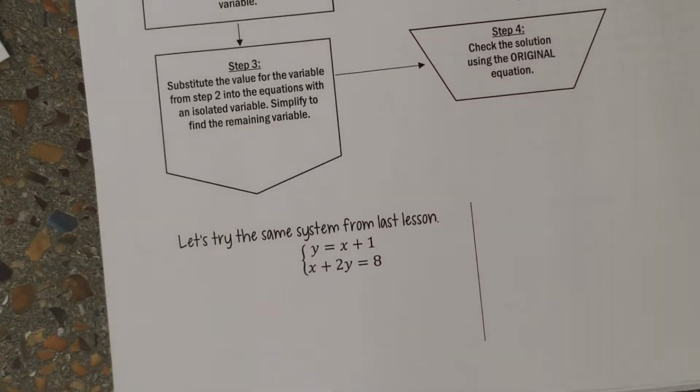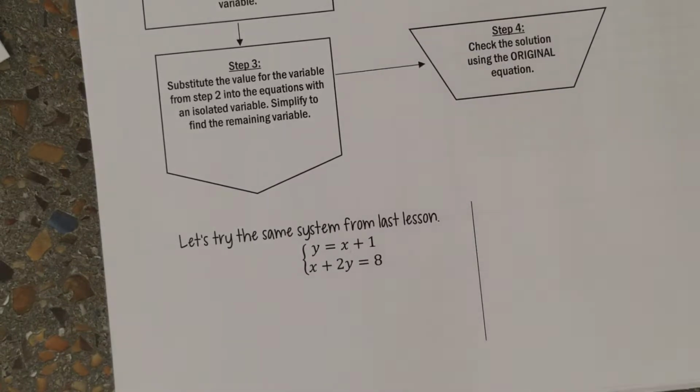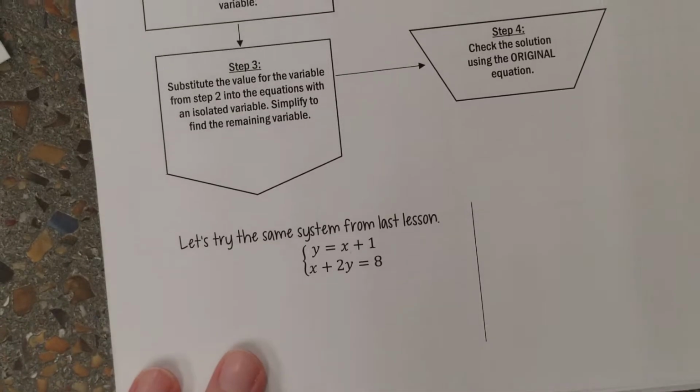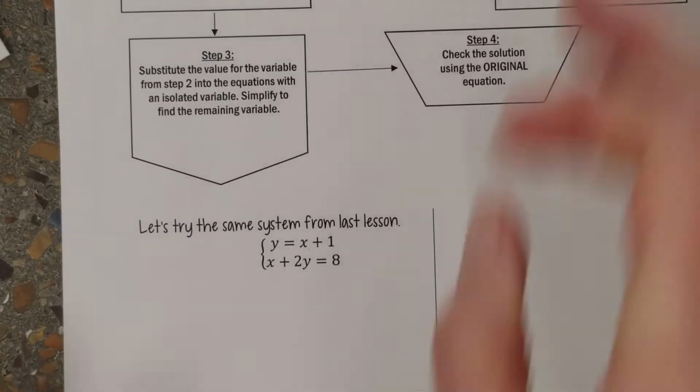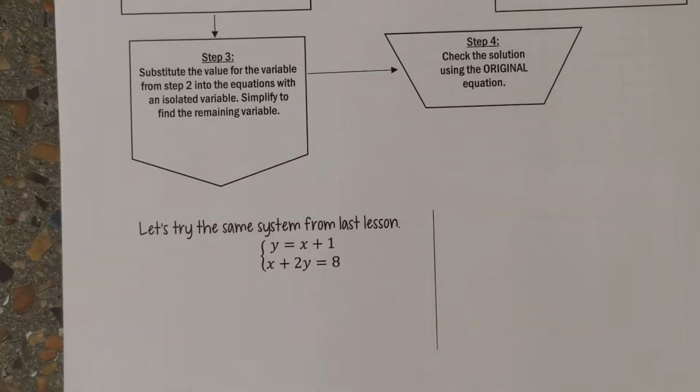So it says, let's try, this is the same system that we solved when we graphed in the last unit, okay? So we're going to solve this one by substitution rather than by graphing it. Shouldn't be too difficult, but it takes some getting used to. And so don't think that it's just going to come really easy, really fast, okay?